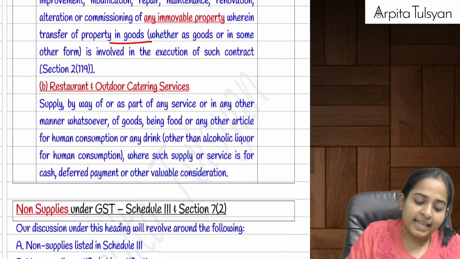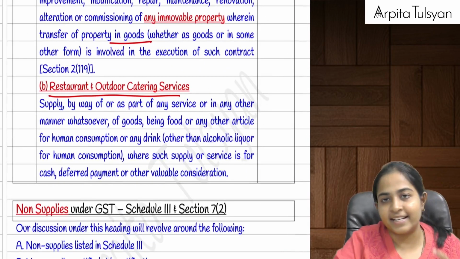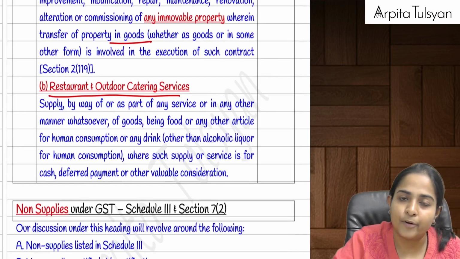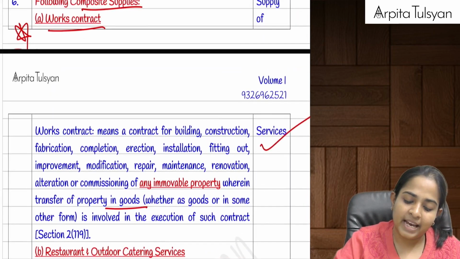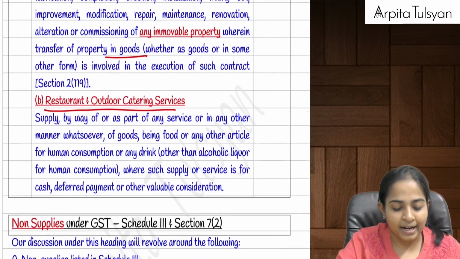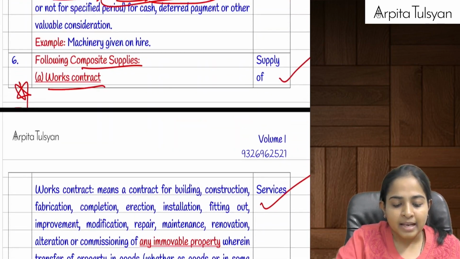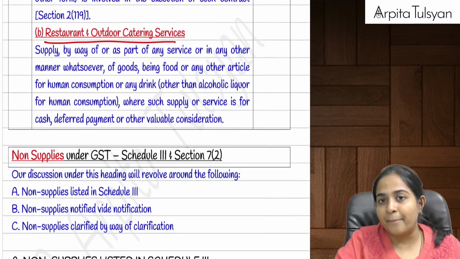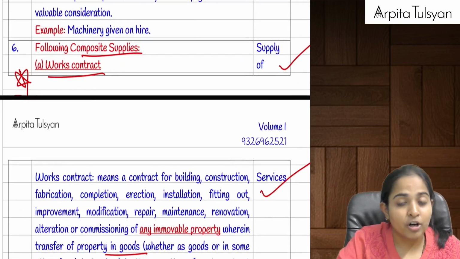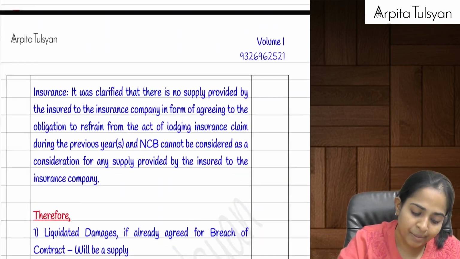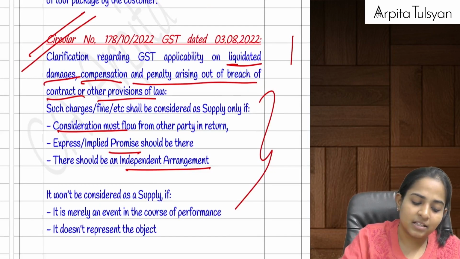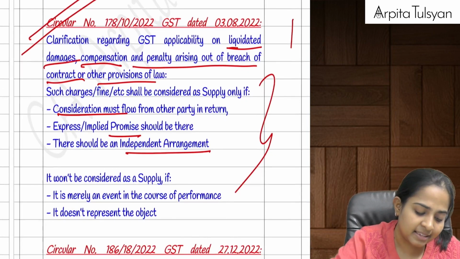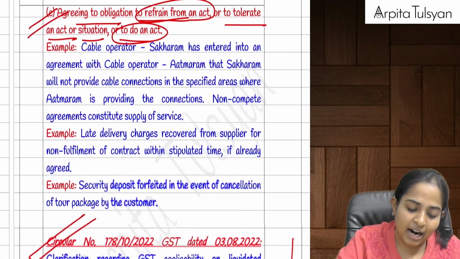Then after that, restaurant and outdoor catering services. This I had just mentioned in the beginning of this particular schedule. This also they have deemed as supply of service. Are you clear with this? Yes. So points to be remembered here: works contract, restaurant, you have to compulsorily remember. Then this circular about liquidated damages. These 3 points are to be remembered mandatorily.